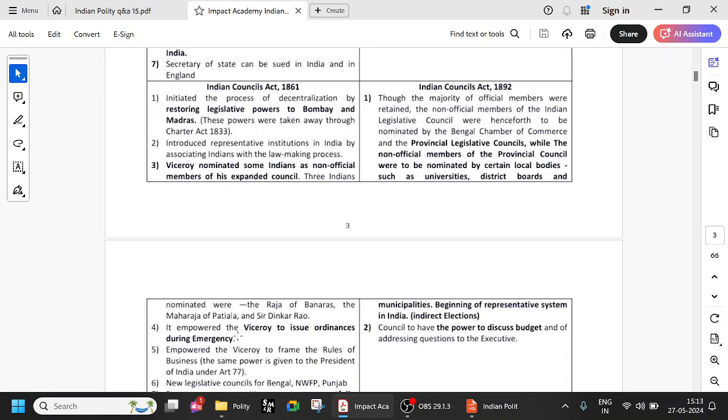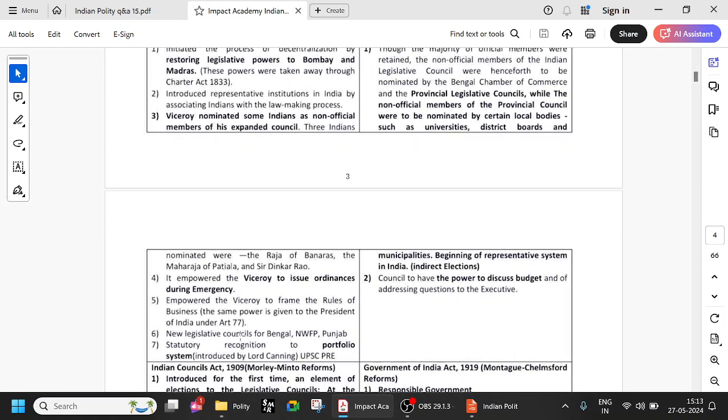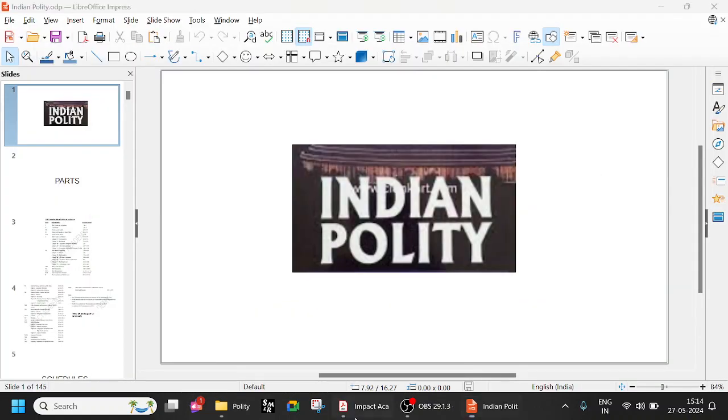Three are there from India. It empowered the Viceroy to issue ordinances during emergency. So this is also important. 1861, new legislative councils for Bengal and others, and statutory recognition to portfolio system, introduced by Lord Canning. So now you can put it in order, right?